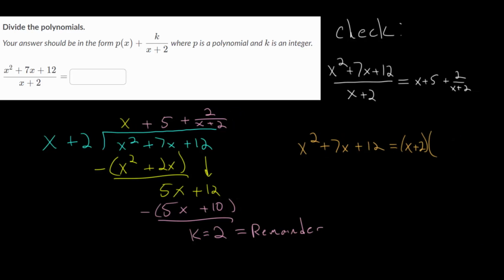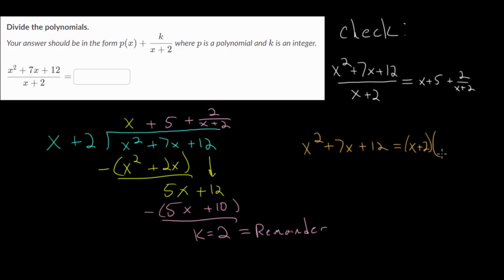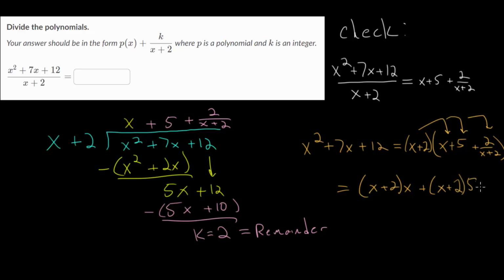Let me just make a little bit more room here. So we have x plus 2 multiplied by x plus 5 plus 2 over x plus 2. And we just need to distribute this binomial here to each of these three terms. So we get x plus 2 times x, and then we get x plus 2 multiplied by 5. And when we multiply it by our last term here, the x plus 2's will cancel out, and we just get back 2.